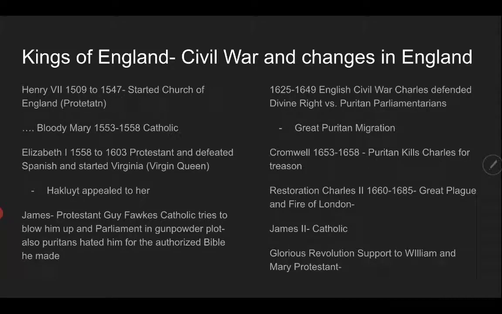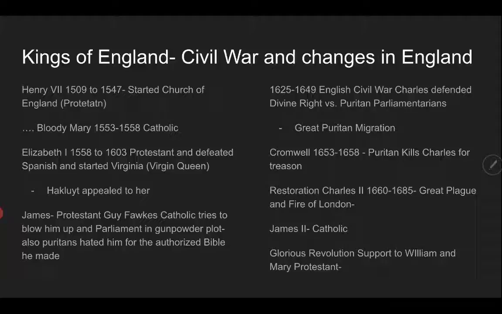Alright, here is a bunch of stuff. Anyway, Henry VIII started the Church of England. He's Protestant. Then we have Bloody Mary, and she's Catholic. And then we have another Protestant, Elizabeth, who's the Virgin Queen. She's the one who goes to war with the Spanish, and Hakluyt loves her and convinced her to do the colonization, and that's why it's called Virginia after the Virgin Queen.